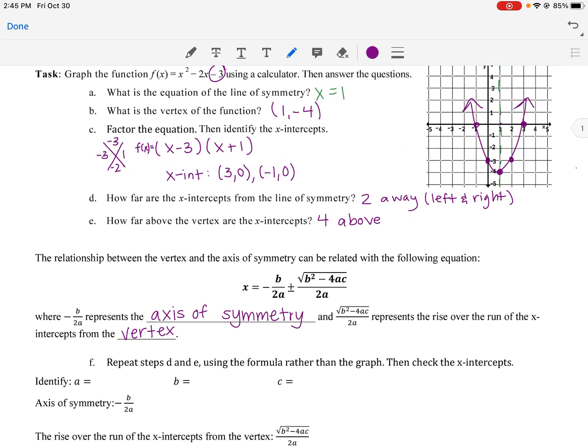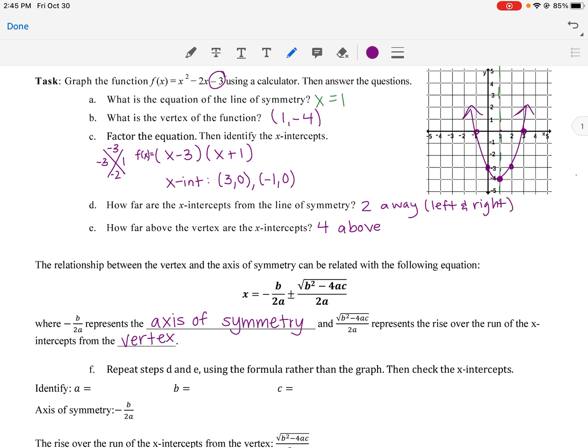Check your x-intercepts. So first, let's look at our equation. Standard form, remember, is always ax squared plus bx plus c. So I just want to know what a, b, and c are. There's no number in front of x squared, so we just say that's 1. B is -2, and the constant at the end is -3.